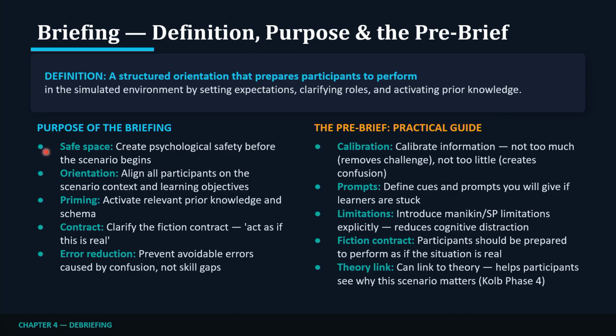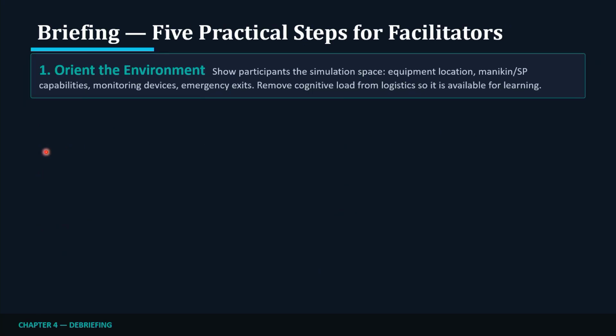Also, one of the practical guides of briefing is a fiction contract. What do you mean by that? Participants should be prepared to perform as if the situation is real. And here they can link to the theory, and it helps participants to see why the scenario matters. And let us now link it again to the Kolb cycle.